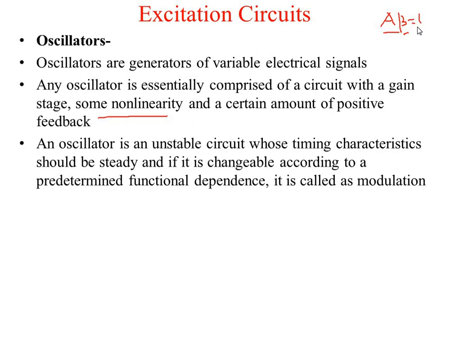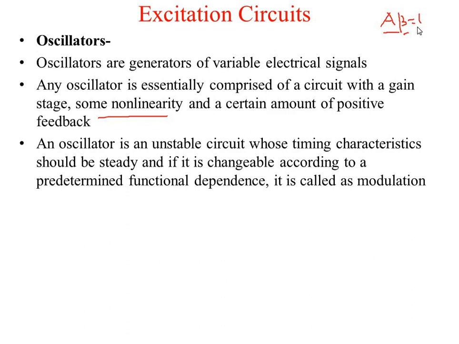So an oscillator is an unstable circuit whose timing characteristics should be steady. Steady means it should be constant. That means the oscillator should generate the output with a constant time. That's why we say that the oscillator has a frequency. So f is equal to 1 upon t. If t is constant, f is constant. And if it is changeable, then accordingly it should predetermine the functional dependence. So the function is called a modulation.